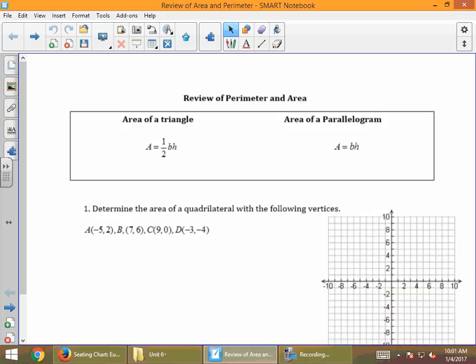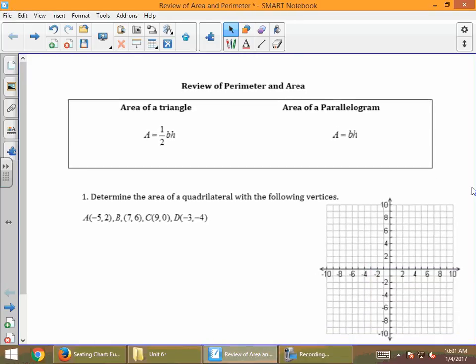Go ahead, take a look at that first section. We're going to review how to find the perimeter and area of different shapes in the coordinate plane. A few important formulas you need to know: area of a triangle, which is 1/2 base times height, and area of a parallelogram, which is just base times height.